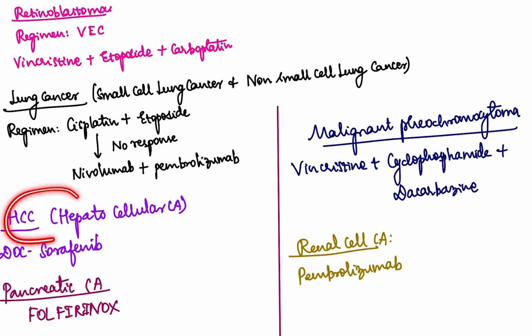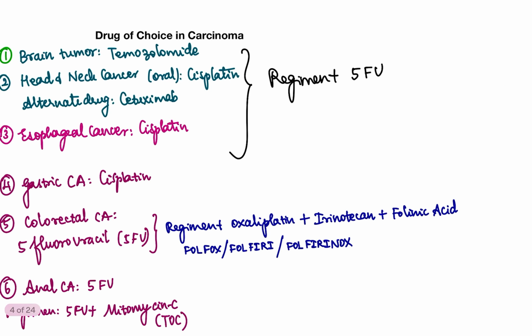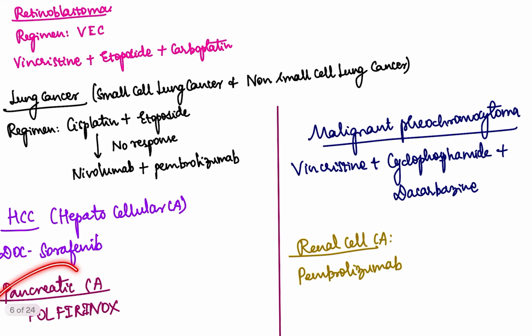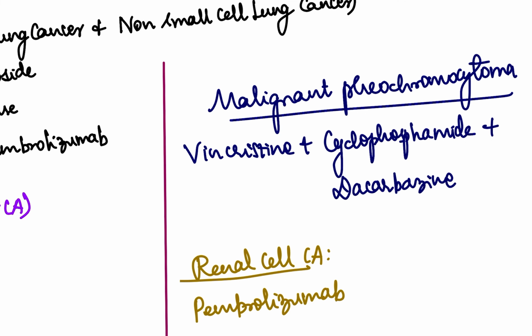The next is hepatocellular carcinoma. The drug of choice for HCC is sorafenib. Pancreatic carcinoma, FOLFIRINOX. I already mentioned the FOLFIRINOX regimen in cases of colorectal cancer. FOLFIRINOX is a regimen which is used for pancreatic cancer. Malignant pheochromocytoma, vincristine, cyclophosphamide, and dacarbazine.